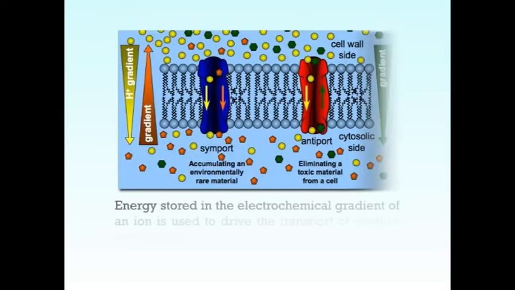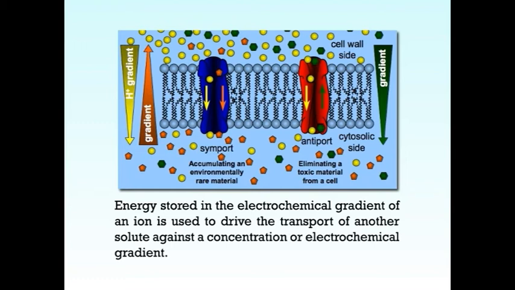Symport and Antiport transport systems make up the secondary active transport, which is a form of active transport across a biological membrane in which a transporter protein couples the movement of an ion, which is typically sodium or hydrogen ion, down its electrochemical gradient to the uphill movement of another molecule or ion against a concentration or electrochemical gradient. Thus, energy stored in the electrochemical gradient of an ion is used to drive the transport of another solute against the concentration or electrochemical gradient.